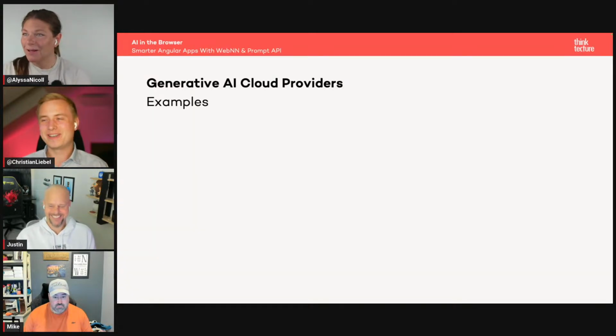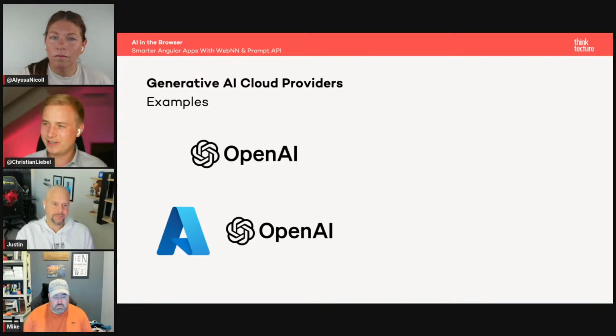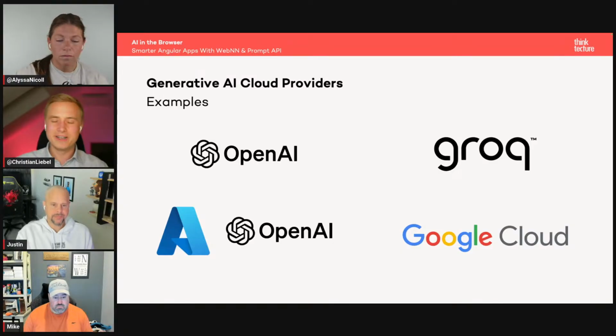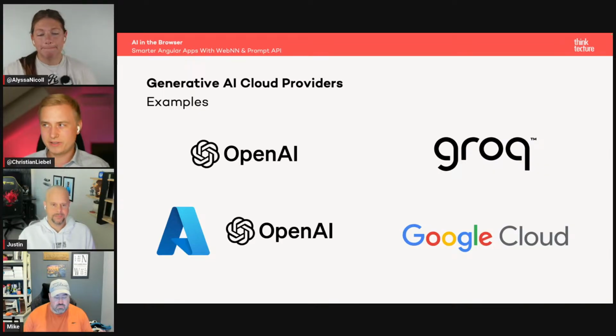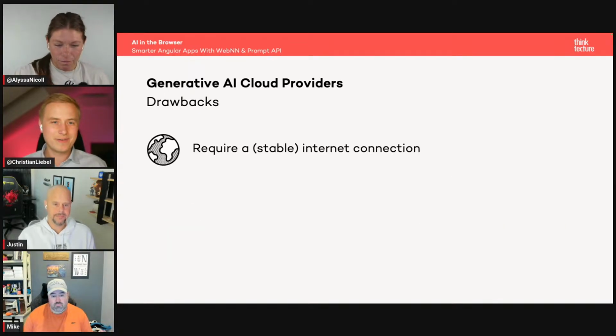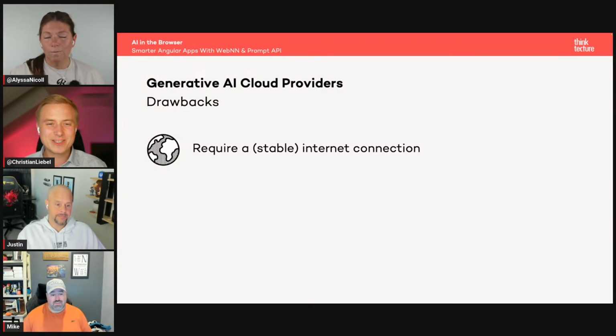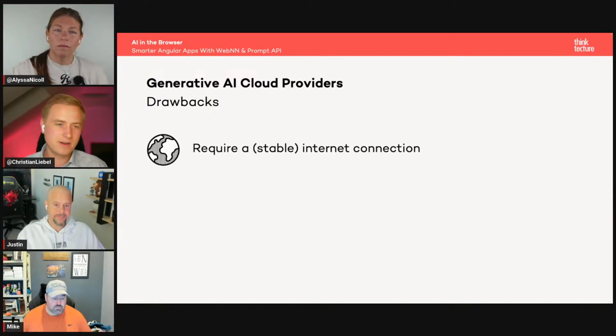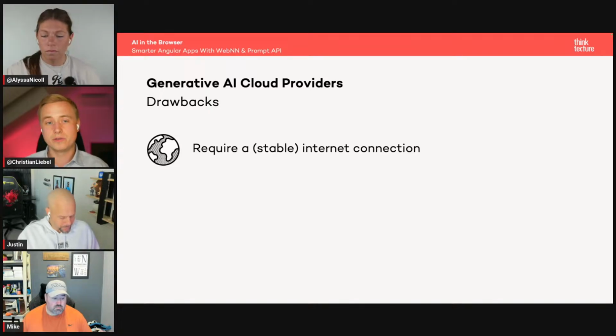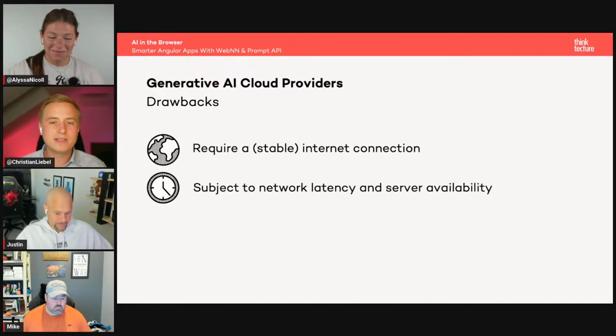Okay, so first topic. If you would add AI capabilities to your app, what you would normally do is go to OpenAI or Azure OpenAI or Grok or Google Cloud or one of the other dozen services out there that would help you integrate AI capabilities into your applications. However, there are some drawbacks. First of all, you need to have a stable internet connection. So if you are on a plane or on a train, or live in a country or area where there are not so great connection speeds, this may significantly impact your experience with those services. Then it's all subject to network latency and server availability.